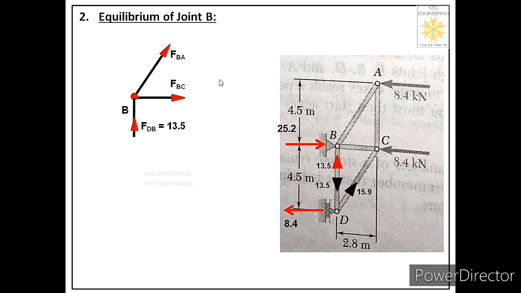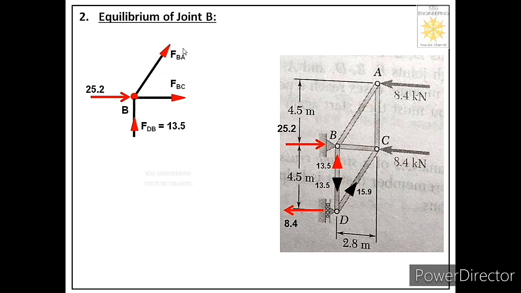Now after this we should see, is there any external force acting at joint B? No, there is no external force acting at joint B. Then we will see, is there any reaction acting at joint B? Yes, there is one reaction of 25.2 acting at joint B towards right. So let us show that reaction. Now after that we will see, is there any inclined force acting in the free body? Yes, there is one inclined force acting in the free body.